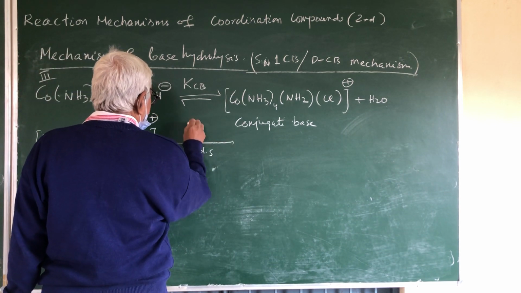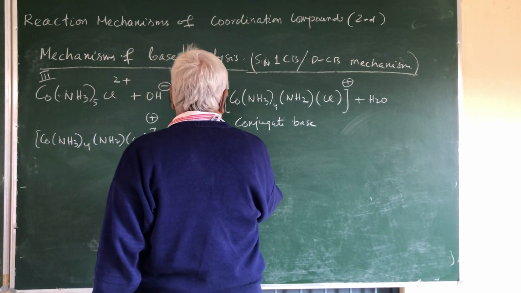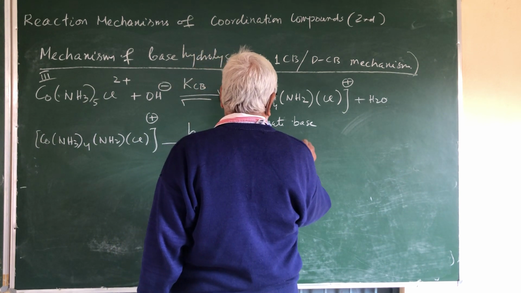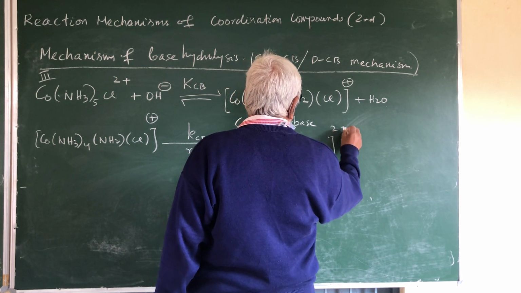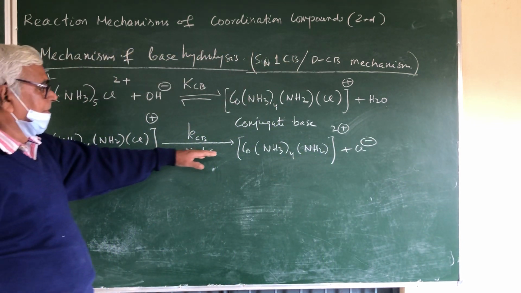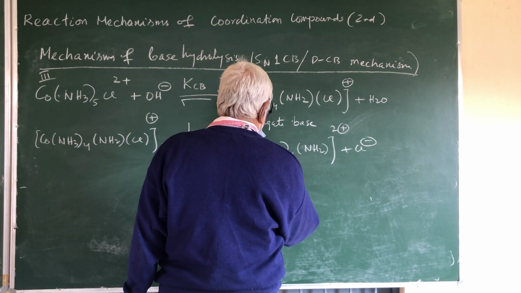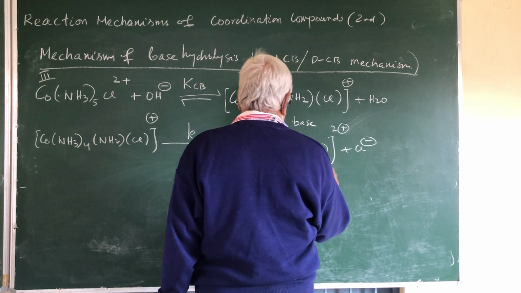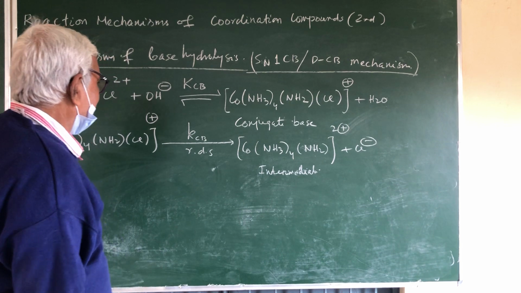RDS, rate determining step, produces an intermediate. The leaving group chloride is removed. This is the intermediate. This intermediate is unstable and it will combine with water very fast.